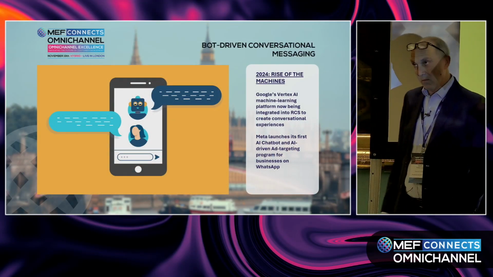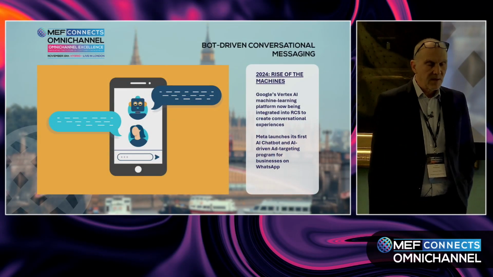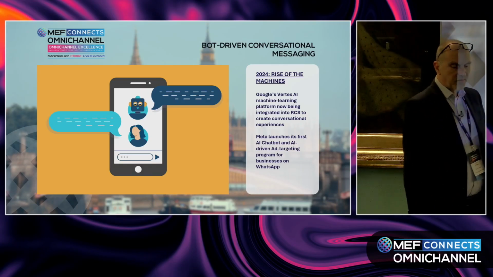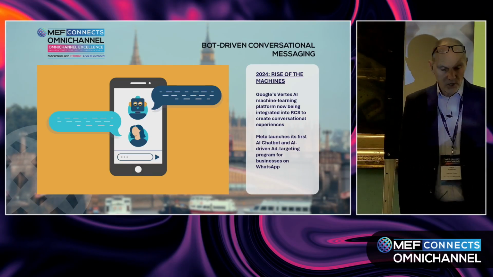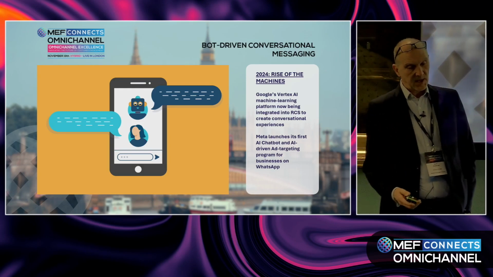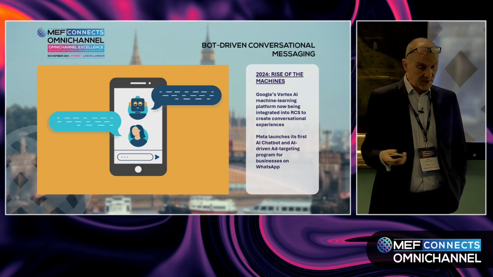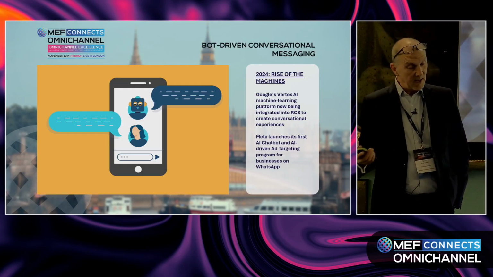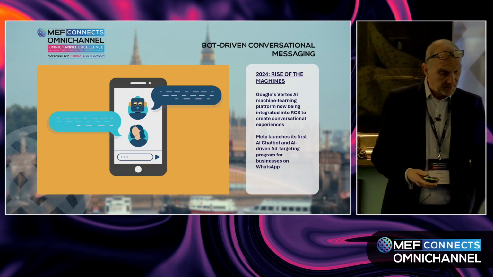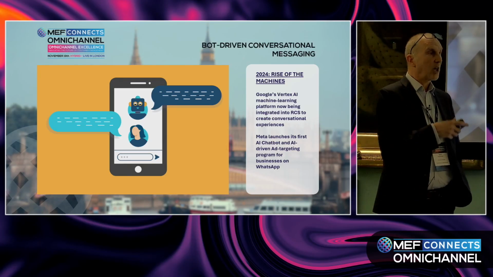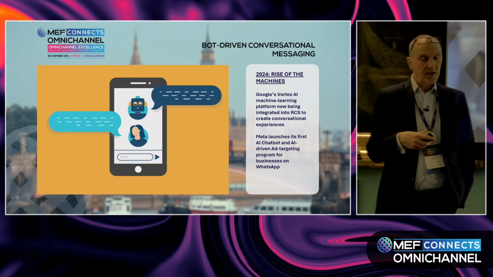So I think we all, or most of us, probably agree that the emergence of Gen AI and conversational messaging is going to dramatically alter the mobile messaging landscape. And this year we've seen AI being integrated across RCS and AI-driven targeting on WhatsApp. And as they scale, they'll begin to drive change in those channel preferences we've just been looking at as well.